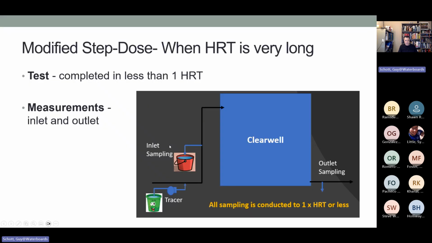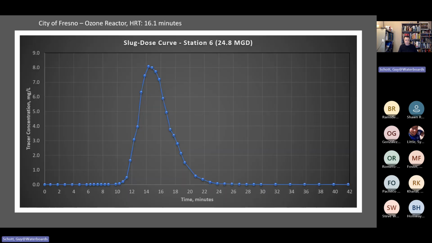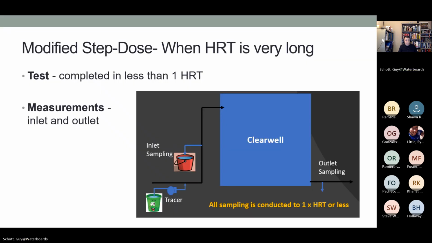But what happens if the hydraulic residence time is really long, like several hours, where it's not practical to run a test for 8 to 12 to 24 hours? Also, smaller plants don't run 24/7. They may only run 3-4 hours a day and then they're shut off, or they might run 8 hours, but during that process they have to do backwash or something else going on.